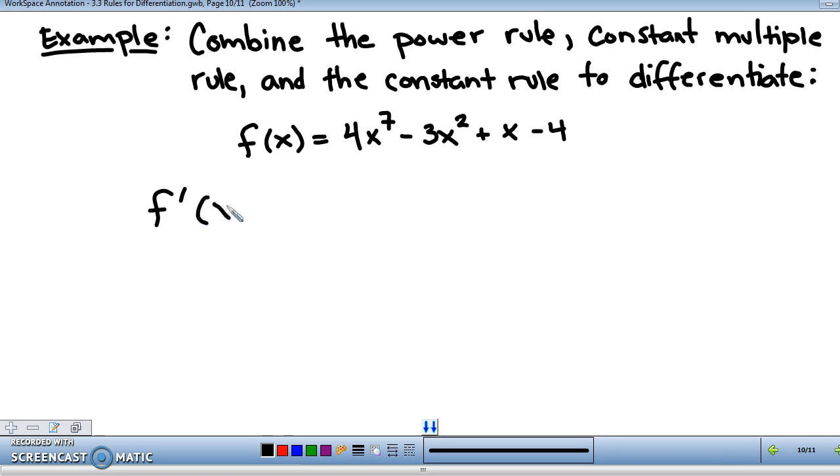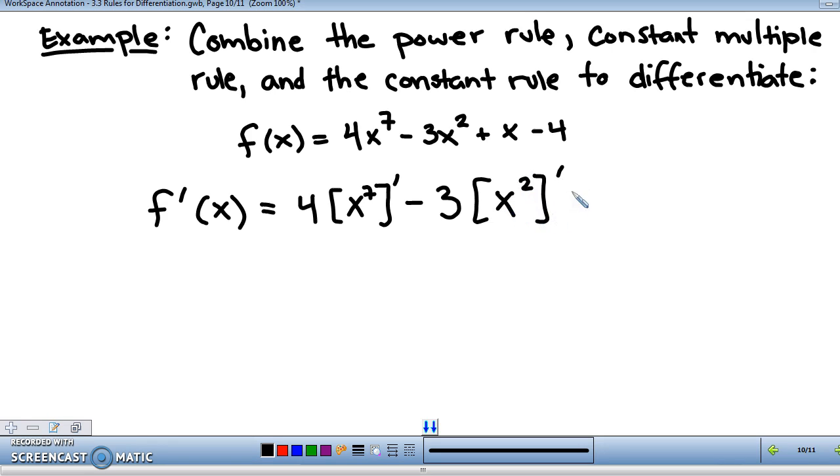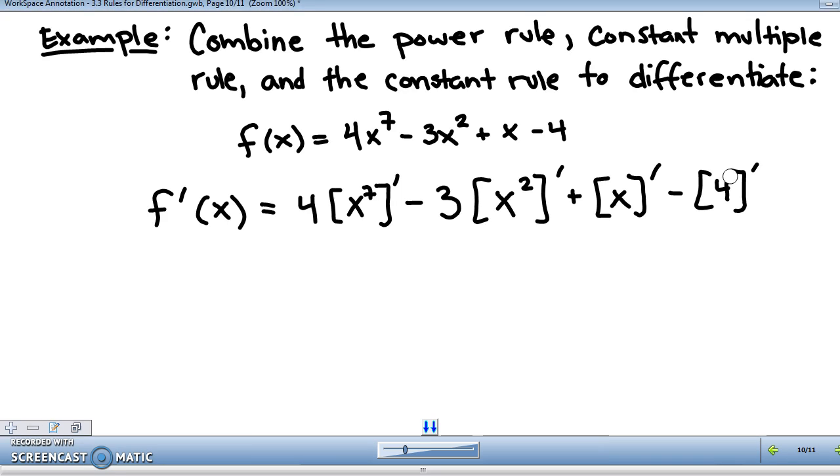So f prime of x is 4 times x to the 7 prime minus 3 times x squared prime plus x prime minus 4 prime. These are supposed to be brackets here. So that's a bracket.